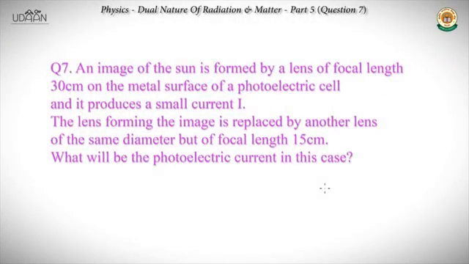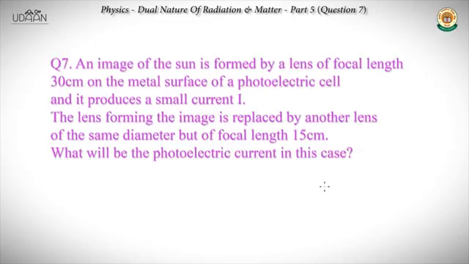Right. So question number 7. An image of the sun is formed by a lens of focal length 30 centimeter on the metal surface of a photoelectric cell, and it produces small current I. The lens forming the image is replaced by another lens of the same diameter but of focal length 15 centimeter, which is different this time. What will be the photoelectric current in this case?